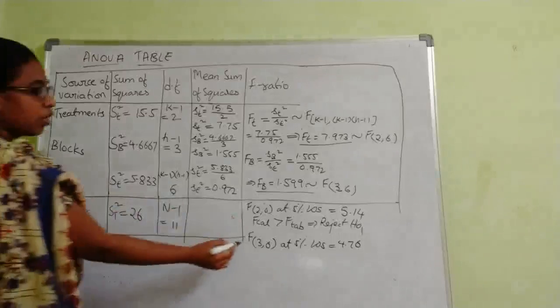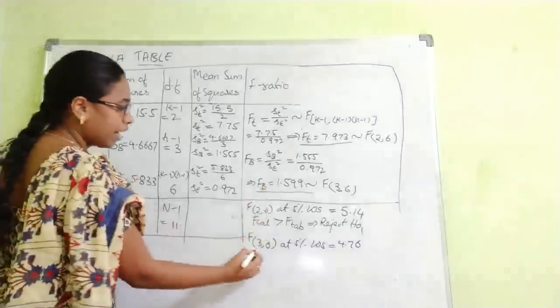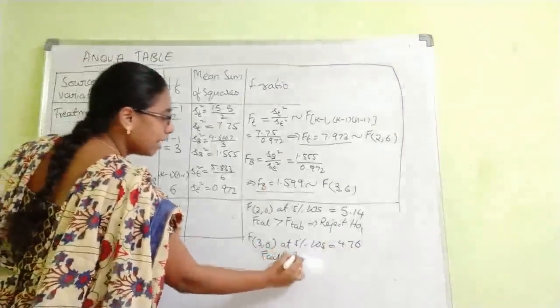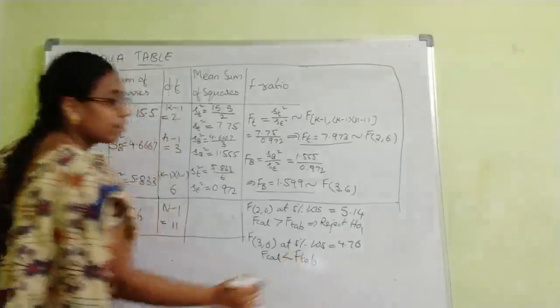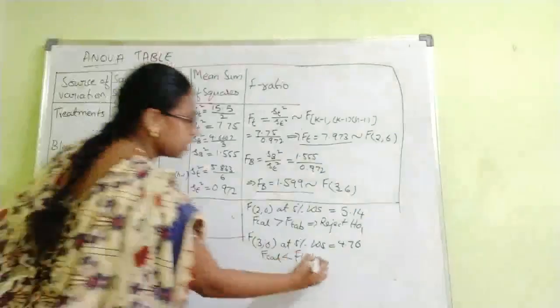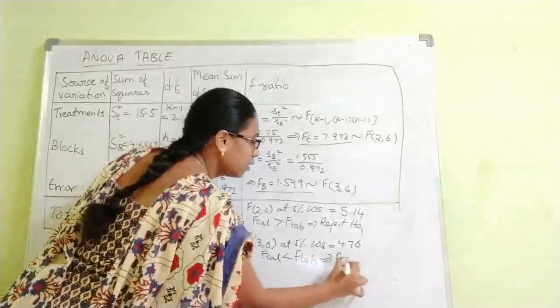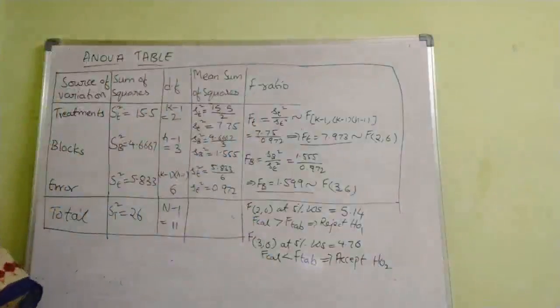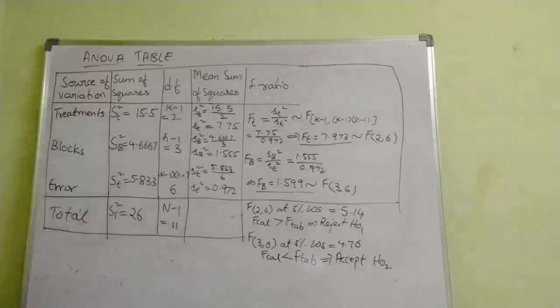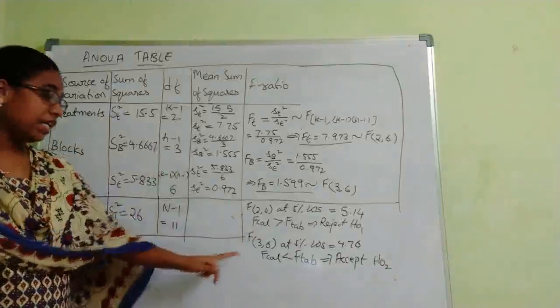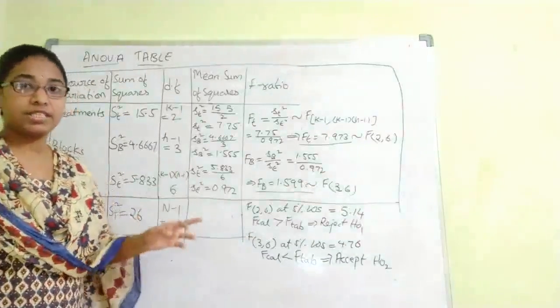Now for the blocks, what is the calculated value? 1.59. So here the F calculated value is less than the F table value. If the calculated value is less than the table value, we accept the null hypothesis, that is H02. What is H02? The blocks are homogeneous. So for this problem, we got that the treatments are not homogeneous, but the blocks are homogeneous.